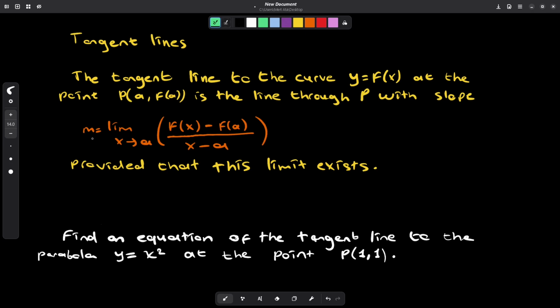I know a point, I know the slope. What was my formula? y minus y0 is equal to m times x minus x0, right? When I put the values in this formula, I get the equation of my tangent line.